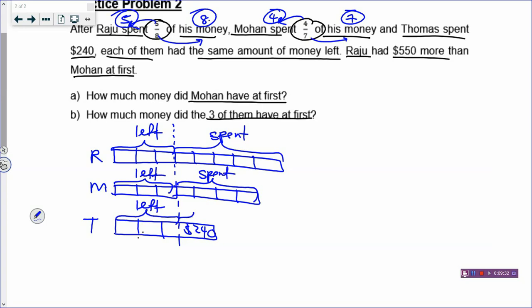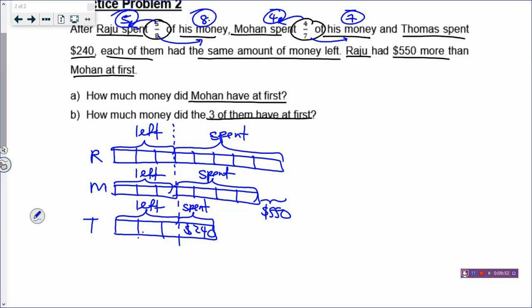Alright, so take time to focus on the drawing. Don't rush through, because once you take time to build the drawing, to build the model, the solving comes very fast. Then Raju had $550 more than Mohan at first. So how much money did Mohan have at first?